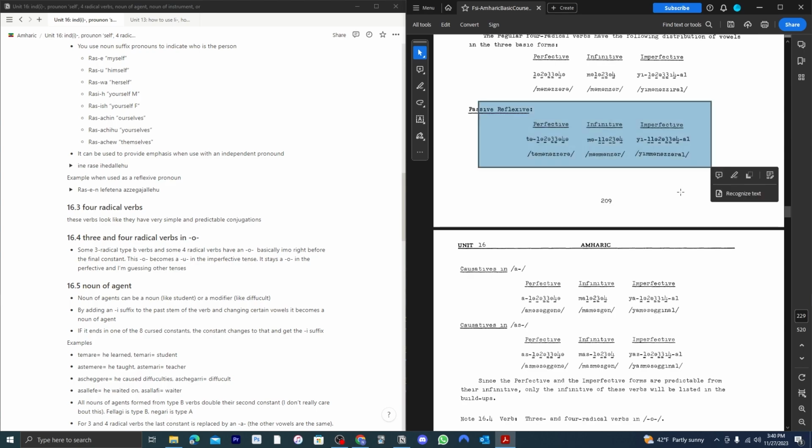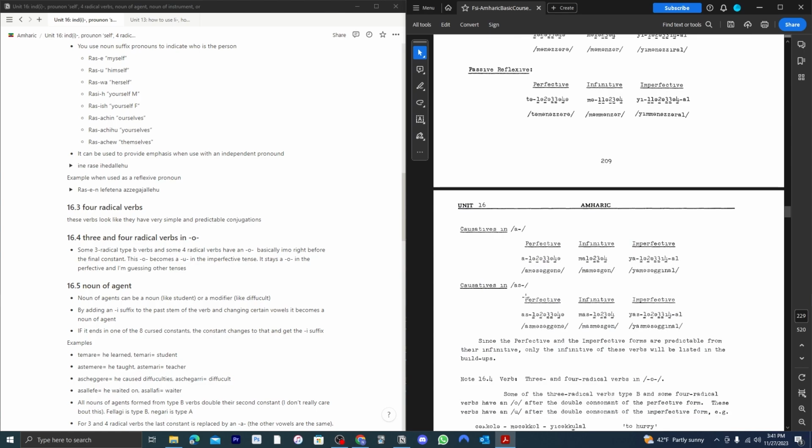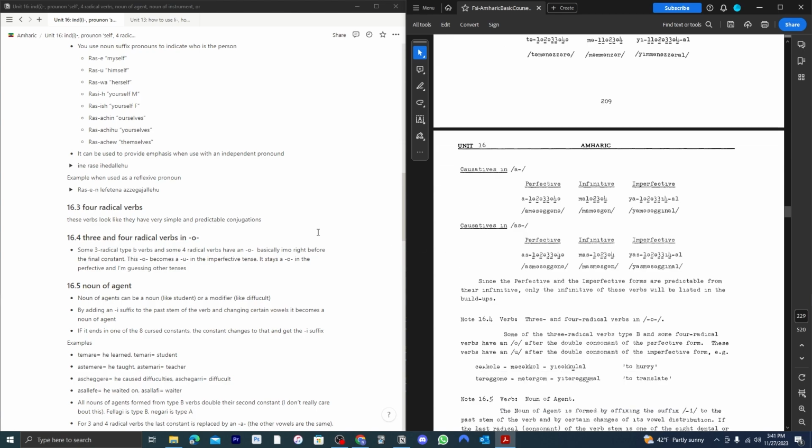This is supposed to be showing it in the passive reflex. This is a different one. Mamasgen, it's with an A. So this is like to give thanks, I believe. Amasgenda, I'm guessing he gave thanks. Yamasgenyal, he will give thanks. And I think pretty logical following from there.